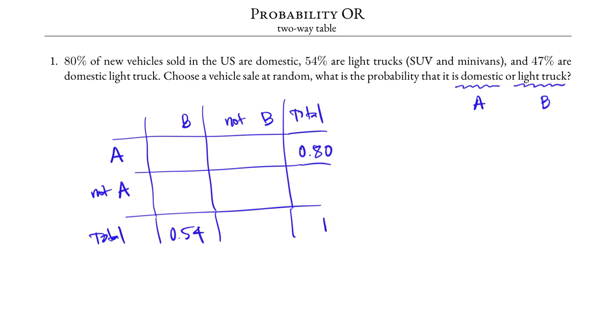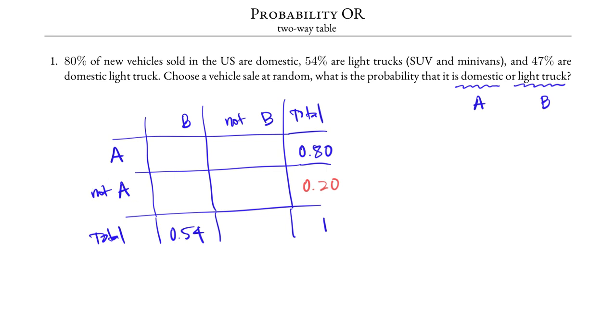The total needs to add up to 1. This is the number at the lower right corner. This is the grand total. 1 means 100%. From this, we can fill out some blank boxes here. In the last column, we have 0.8, blank, and 1. This means this blank has to be 0.2. It should make sense because if 80% are domestic, then 20% are not domestic.